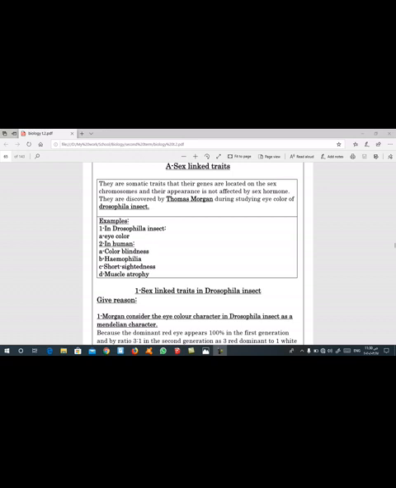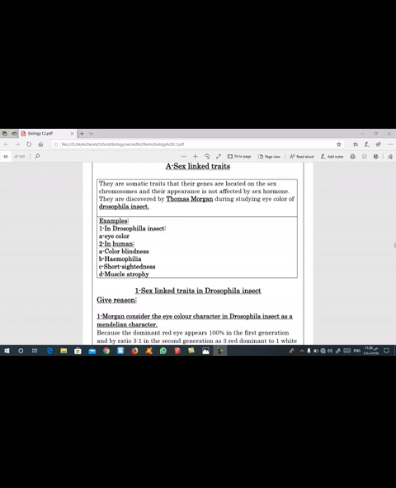And this appearance is not affected by the sex hormone, because the sex hormone is important for the sex characters. Here we have only the trait. Instead of being on the gene of a somatic chromosome, this trait will be on the gene of the sex chromosome.